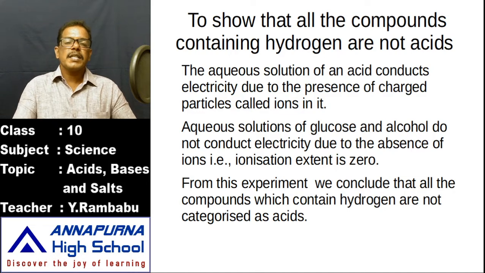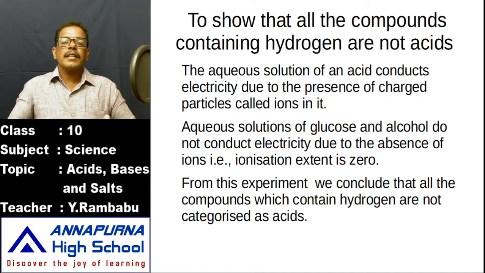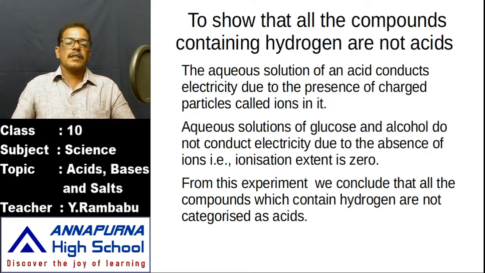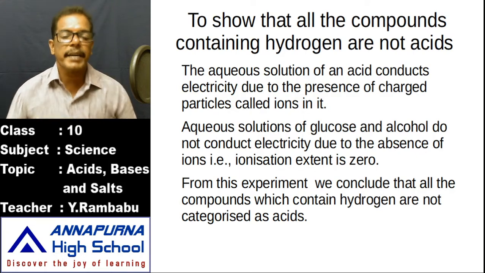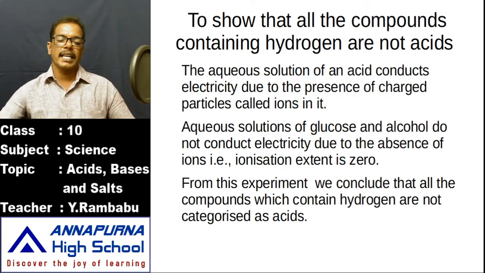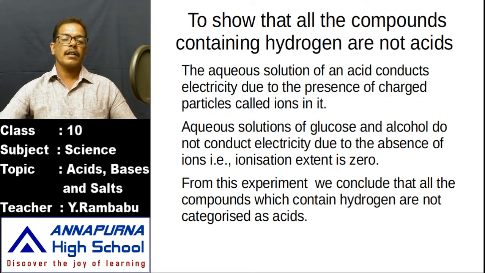They produce H plus ions in aqueous form, meaning the ions carry the charge. But in the case of glucose solution or alcohol solution, these are not ionized. That means H plus ions are not produced. Even though hydrogen is present in the molecule as one of the components, it is not split, so H plus ions are not produced. That's why, from this experiment, we understand clearly that not all compounds which contain hydrogen are categorized as acids.